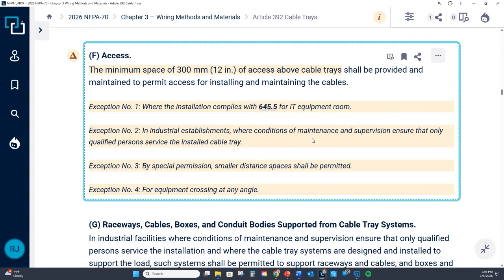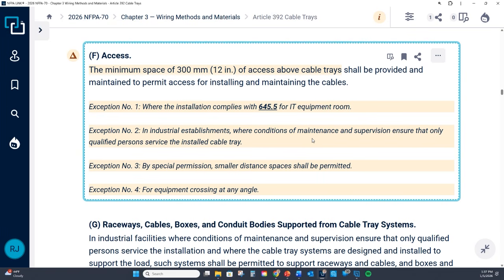Now, when you look at exception number 3, perfect. By special permission, smaller distances shall be permitted. Great. I know exactly what that means, right? By special permission means the written consent of the AHJ. That's in Article 100 under special permission. Smaller distances are allowed. Great. I have a complete sentence. I know what that means. And then look at exception number 4. For equipment crossing at any angle. Well, what for equipment? Again, are we removing the entire section?